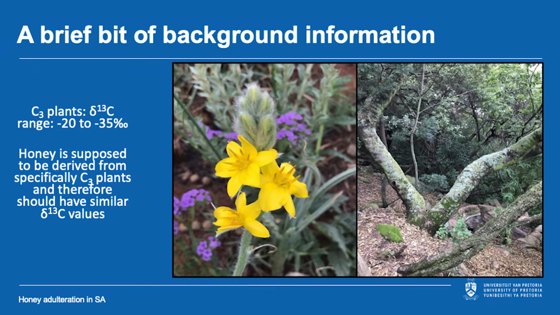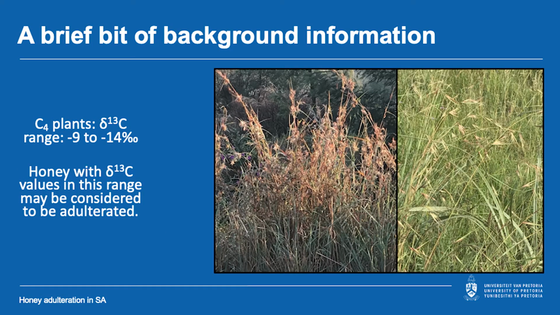Right, so C3 plants have a carbon isotope range of between -20 and -35 per mil, and this is based on years and years of analysis of hundreds and hundreds of different plant species across the globe. Based on the definition of honey, honey is supposed to be predominantly derived from C3 plants, and therefore should have similar values. Then we have our C4 plants, and you can see here their carbon isotope values are markedly different, ranging between -9 and -14 per mil. Honeys that come up with values in this range may be considered to be adulterated with something like sugarcane syrup.